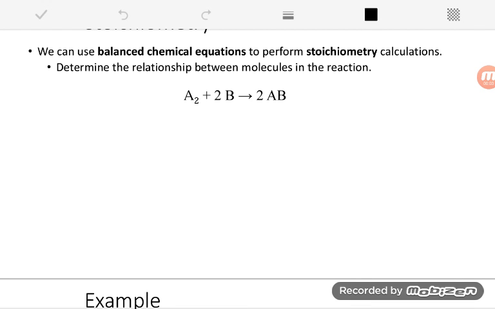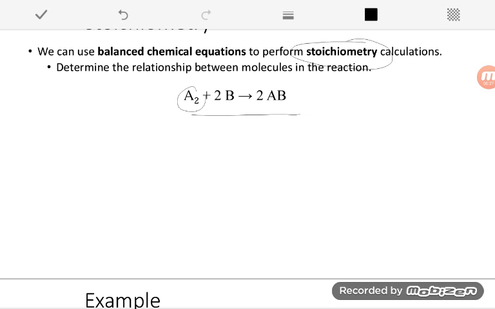We've previously learned how to do gram-mole molecule conversions. Now we're going to take that one step further and do that for two related molecules that we can see the relationship from some balanced chemical equation. When we relate two molecules from a balanced chemical equation, this is referred to as a stoichiometry calculation.